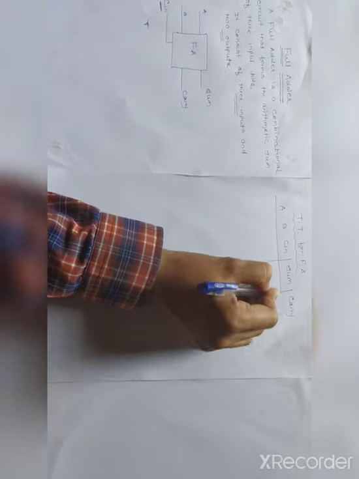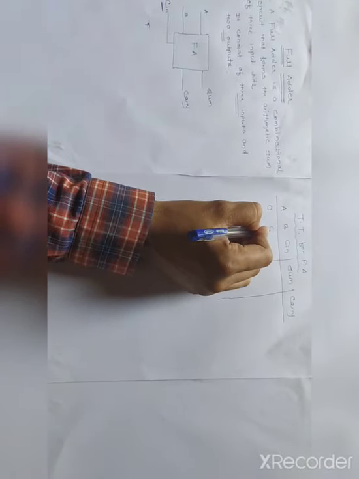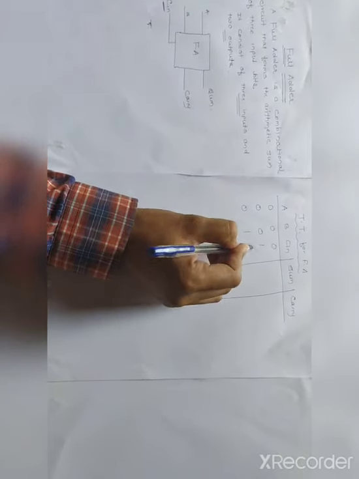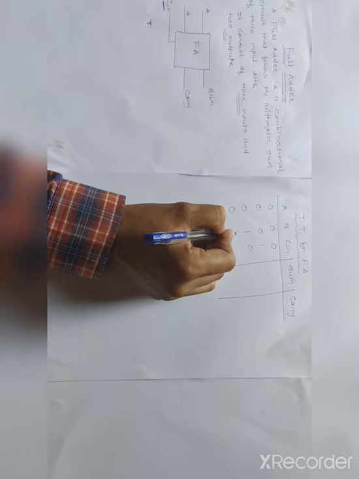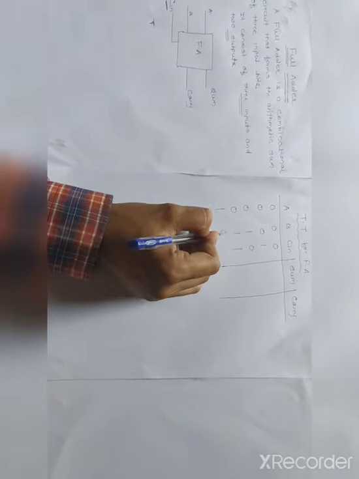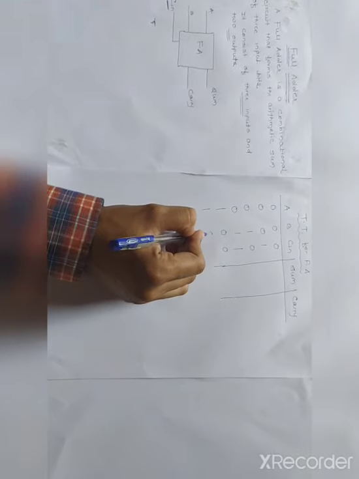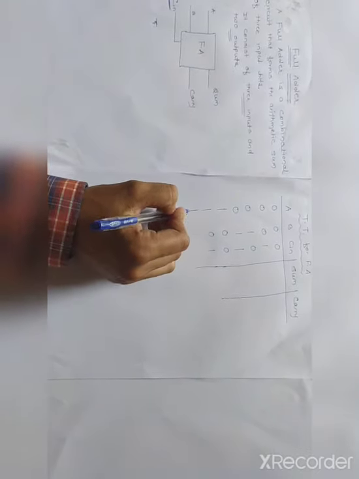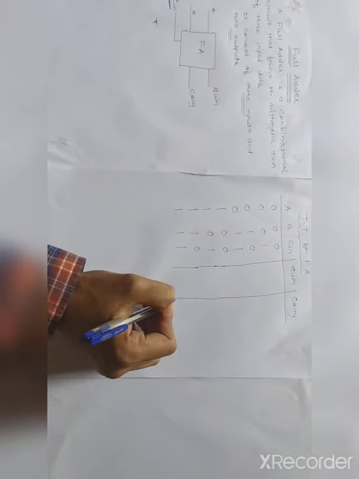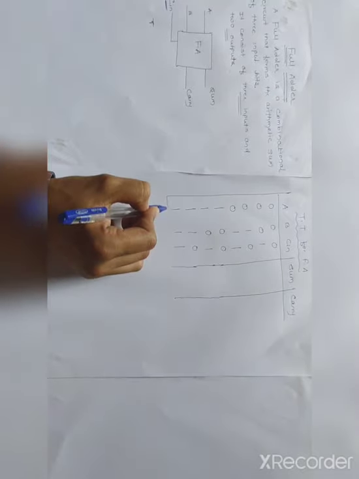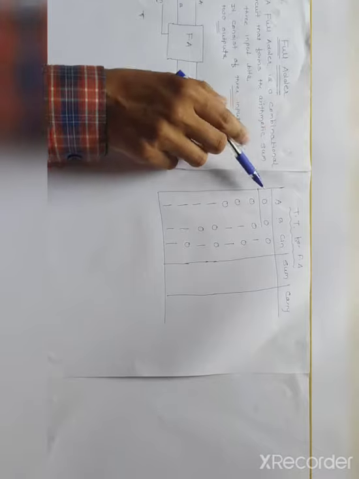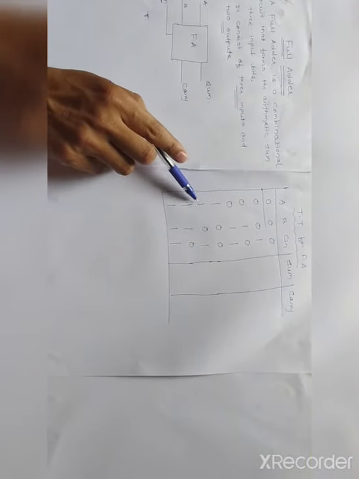Now the possible combinations are 0 0 0, 0 0 1, 0 1 0, 0 1 1, 1 0 0, 1 0 1, 1 1 0, or 1 1 1. These are the possible combinations for 3 inputs. There are 3 inputs here, A, B, C, so 2 to the power 3, that means 8 possible combinations.